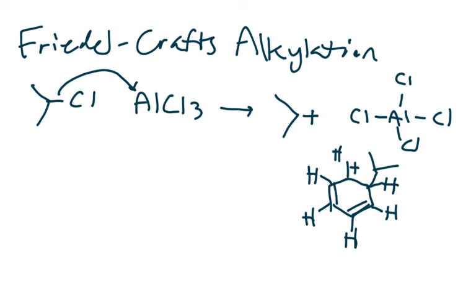One of these chlorines is going to pack up its electrons and grab the proton that we want to get rid of and leave the electrons on the benzene ring. And in this way, we're going to get our product and regenerate our catalyst.